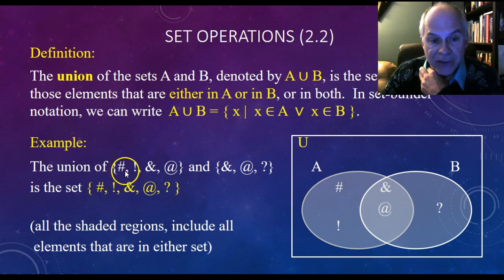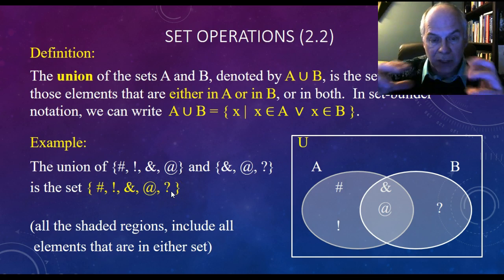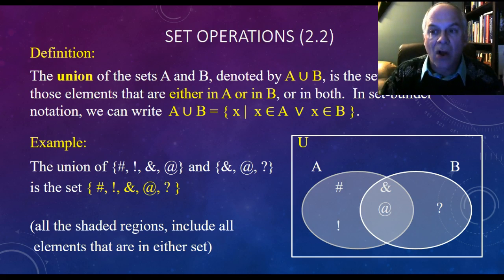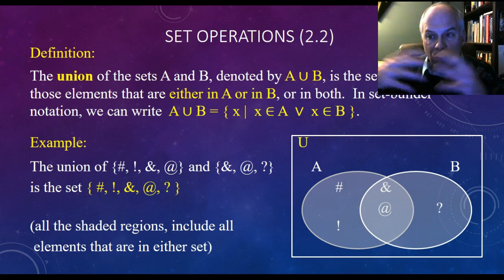The union of the set with the number symbol, the pound sign, the exclamation point, the ampersand, and the at symbol, with the set with the ampersand, the at symbol and the question mark, is the set with all of them. So basically the union is a collection of all of the elements that you find in either of the two sets, all lumped together into one union set. All right, the union of two things.